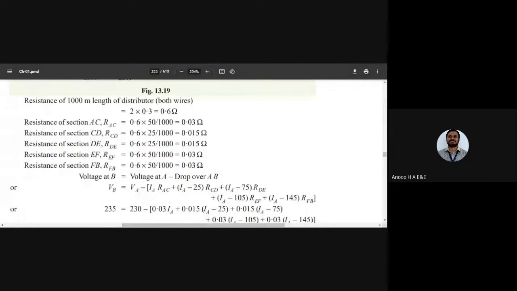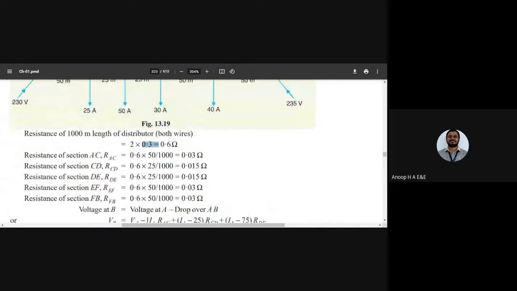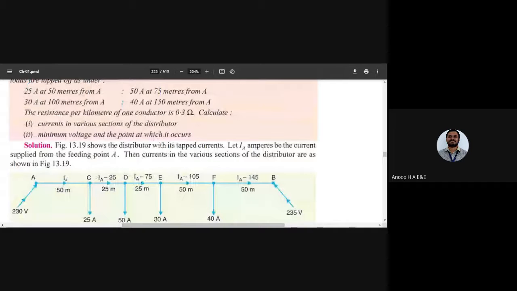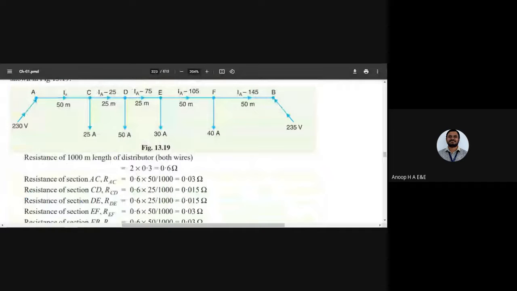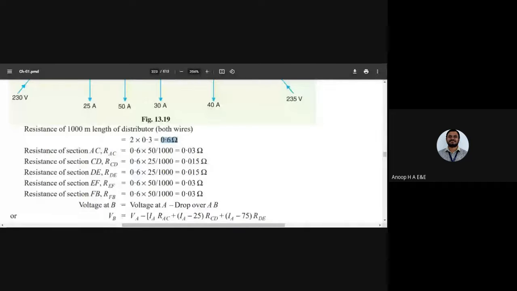Okay, so I'll tell you right now the resistance of 1 kilometer length, considering both the wires, the go and the return conductor, is 2 multiplied by 0.3. In the problem it is mentioned as 0.3 ohm resistance per kilometer of one conductor, so we will have 2 into 0.3 directly, which is 0.6 ohm. So for 1000-meter length of the distributor, considering both the wires, it is 0.6.